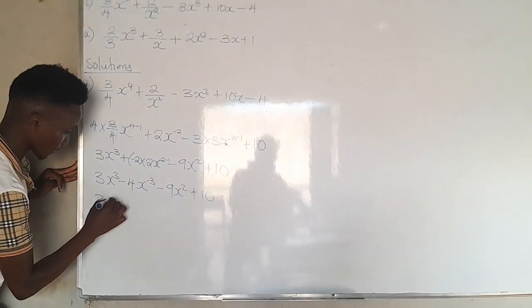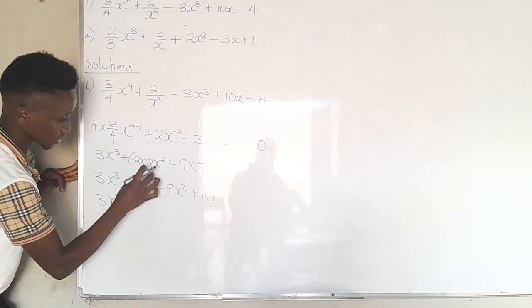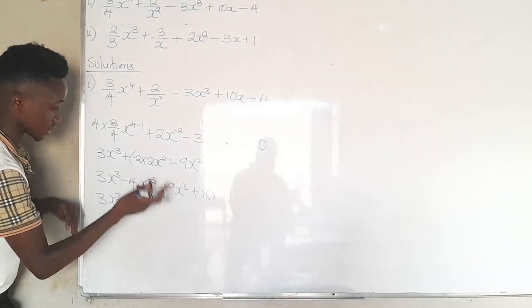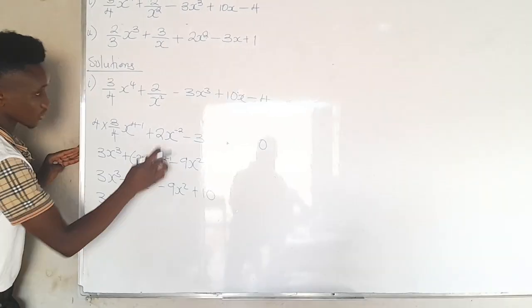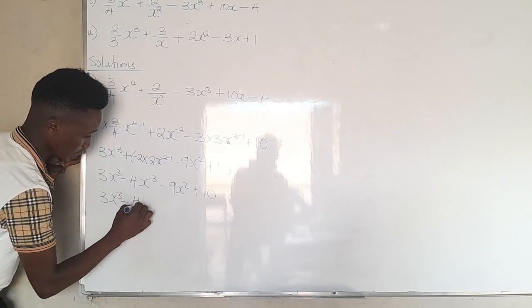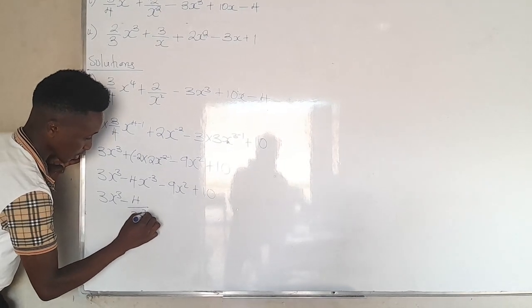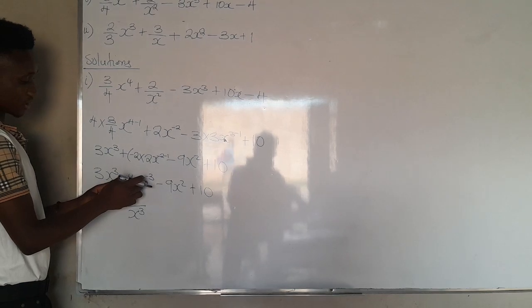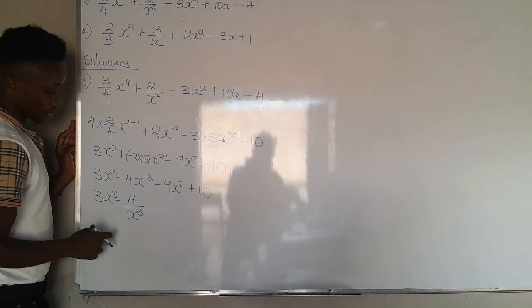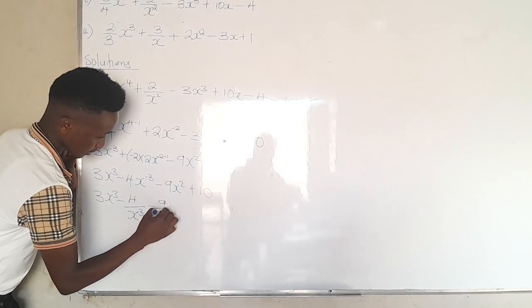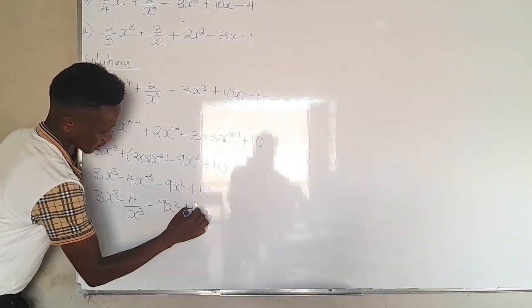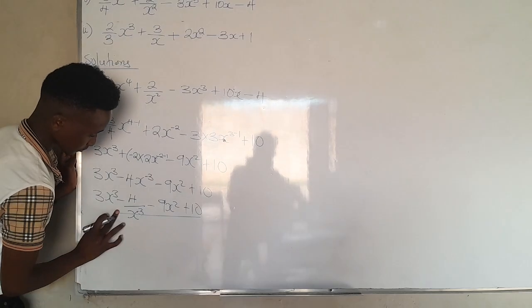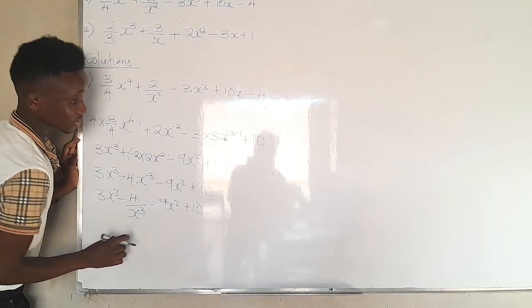Then we can't leave this standing the way it is with the negative power. So how do we change it? To go back to the way it was before, it will just be 4 over x to the power 3. So even if we were to take it back to become in this manner, it will be x to the power negative 3, minus 9x squared plus 10. So this is how we work it out.